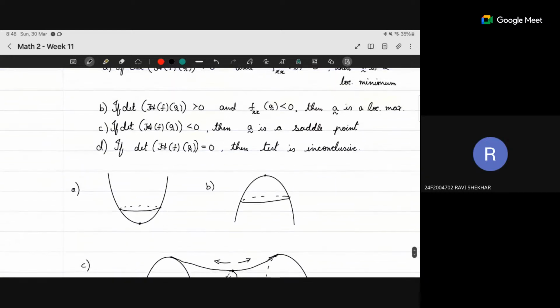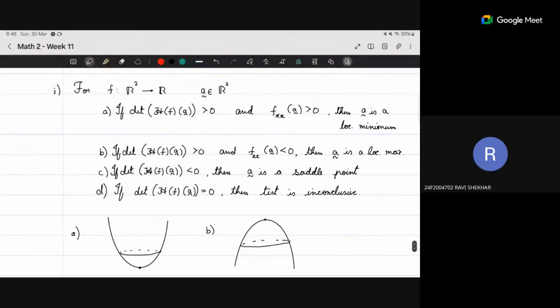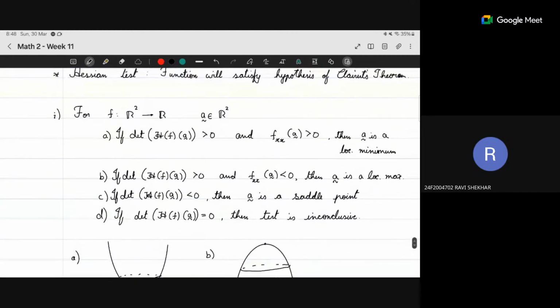But unfortunately, this test does not give you a conclusive result every time. If the determinant is 0, then you cannot conclude. Right? That does not mean the point is not a local minimum. You can have a local minimum for which the determinant of the Hessian is 0. So if this happens, then you're in good shape. But if this does not happen, that does not mean extremum is not attained.